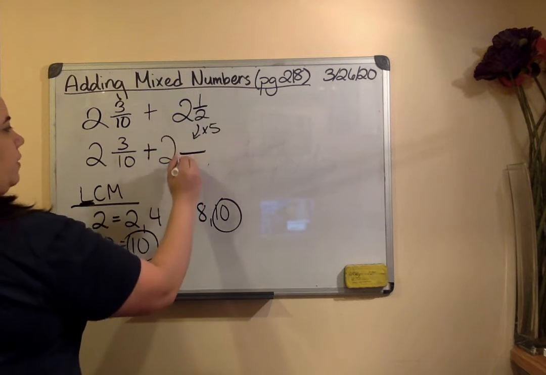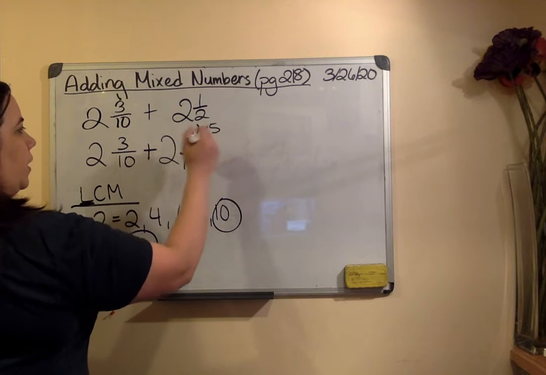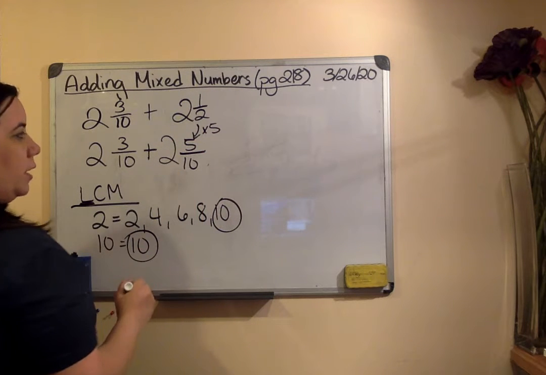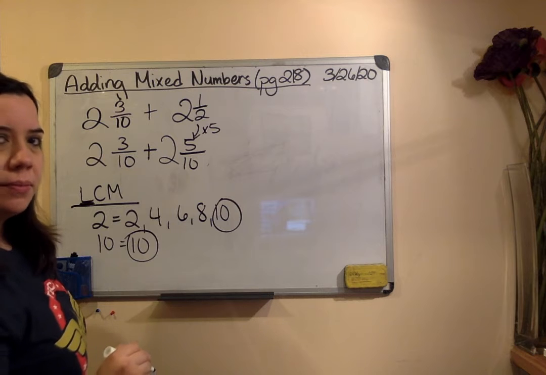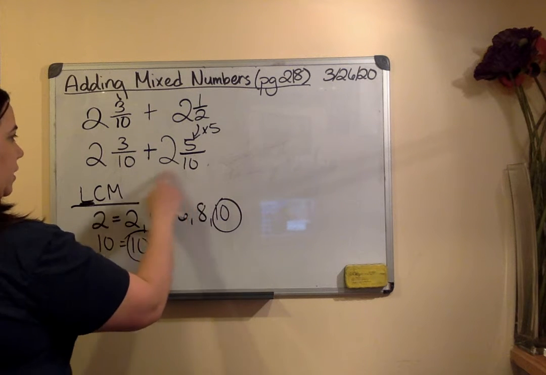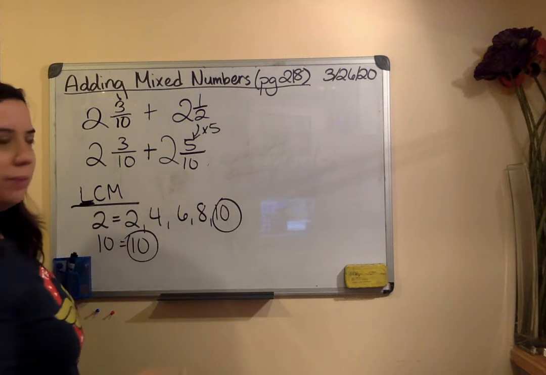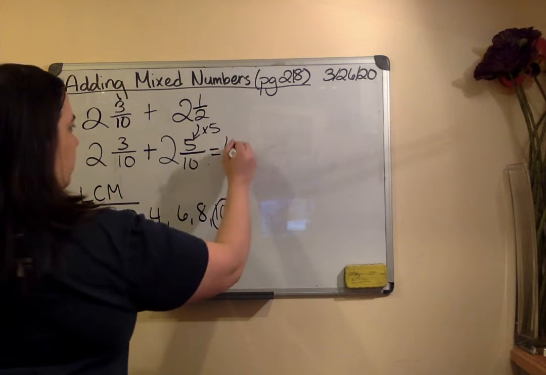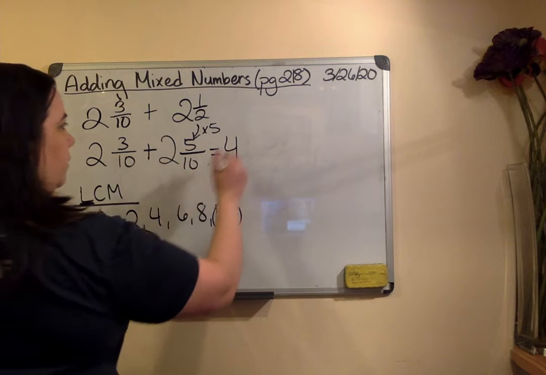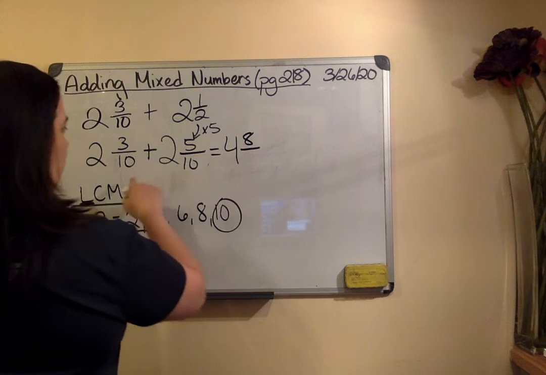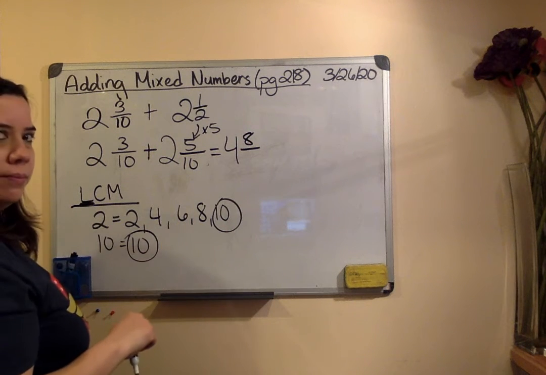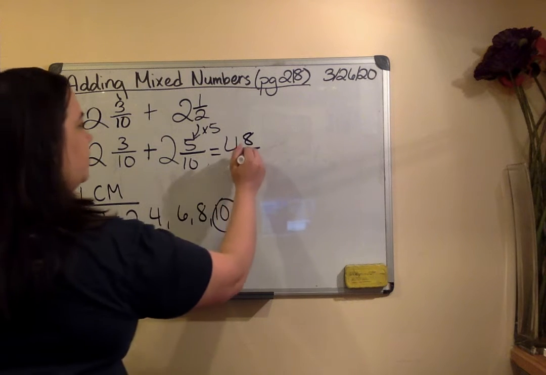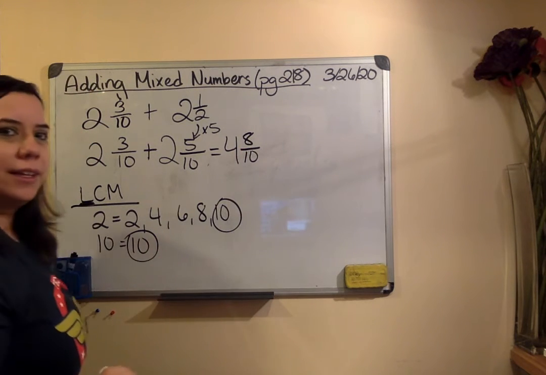So 2 times 5 is 10. 1 times 5 is 5. And now we got 2 5/10. Now, we have the like denominators. We can go ahead and add. So, 2 plus 2 is 4. 3 plus 5 is 8. And do we ever add the denominators? No, we do not. Very good. So we get 4 8/10.